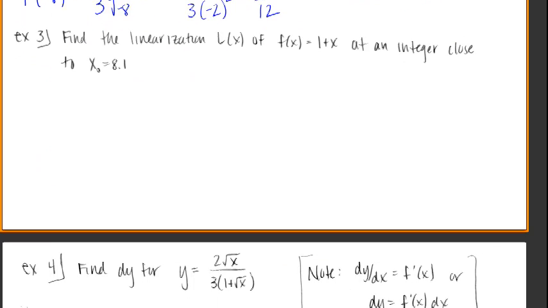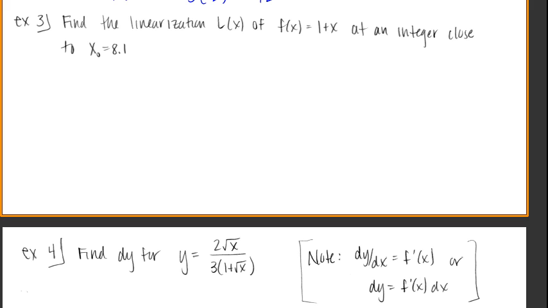Let's keep on going. Example 3. We want to find the linearization of the function 1 plus x at an integer close to x naught equal 8.1. Remember, integers are something you can count on your hands. So what would be close to that would obviously be x equals 8, and that's what we're going to use to estimate it. Or using the terms from before, a equals 8.